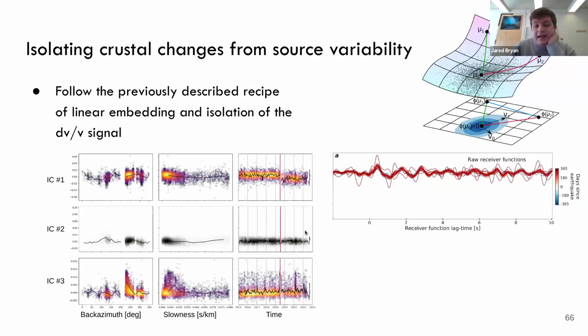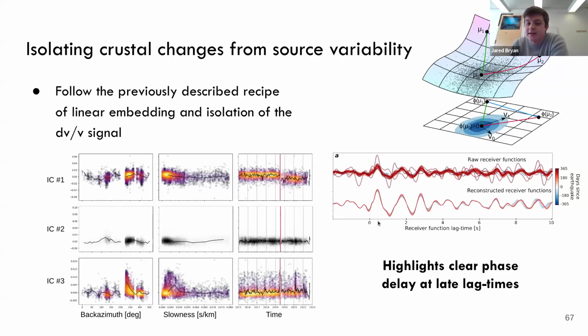And so I just take those that don't show time dependence, and I remove that component of the variance from the waveforms. And what that does is it allows us to reconstruct these receiver functions just along the time-dependent axes. And you can see that it emphasizes these really clear phase delays, especially in the later part of these receiver functions. So I've colored these by before the earthquake in blue and after the earthquake in red, and you can see this really clear time delay there.